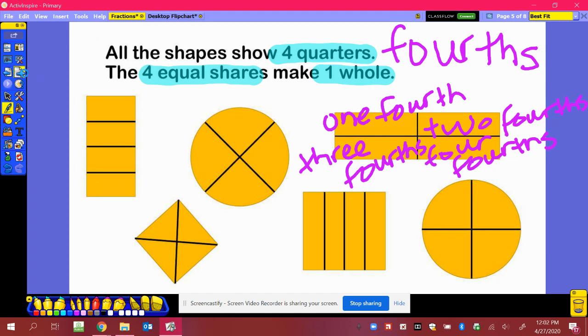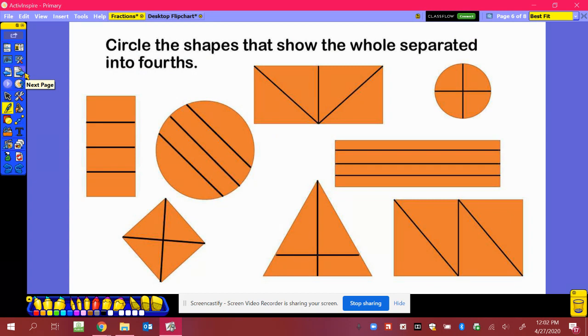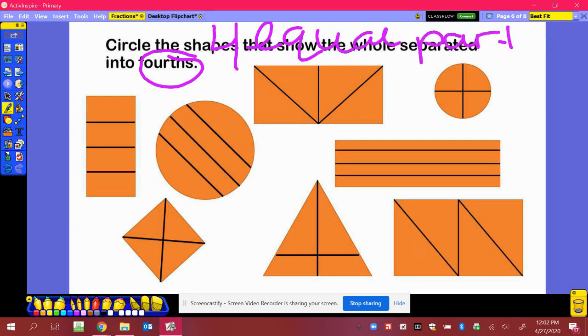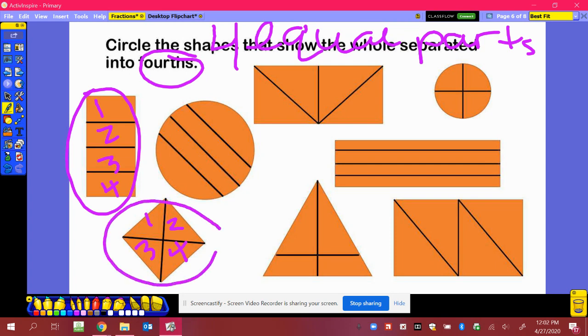So let's look at the next slide. It says circle the shapes that show the whole separated into fourths. Okay, so we're looking for fourths, which means 4 equal parts. Okay, so let's go through and check. 1, 2, 3, 4. Yep. And are they equal? Do they all look to be the same size? Yes. Okay, let's look at the square rhombus down here. There are 4 parts, and they all look about equal. Yep. Look at this circle here.